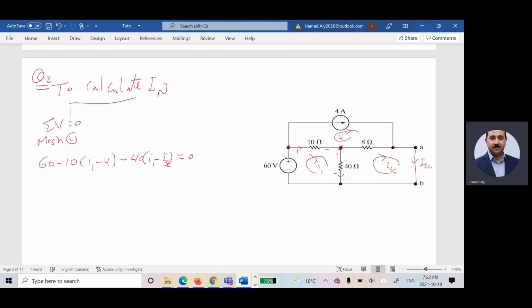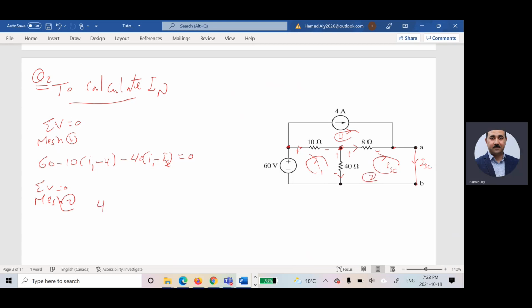This guy is equal to 0. By the same way, I'm going to say summation the voltage for this mesh is equal to 0. So if this is the direction of the current here, this current is equal to what? I short circuit minus 4. If this is the direction of the current, I'll have positive, negative, which means this voltage drop minus this voltage drop is equal to 0. Am I right? Because they are in opposite direction. So the second sign here is positive, the second sign here is negative. Summation V is equal to 0 for mesh 2.